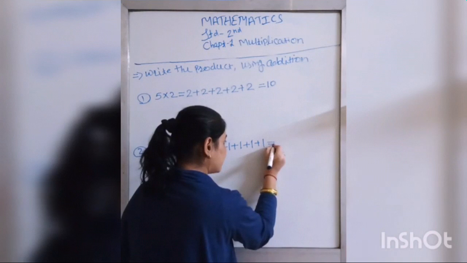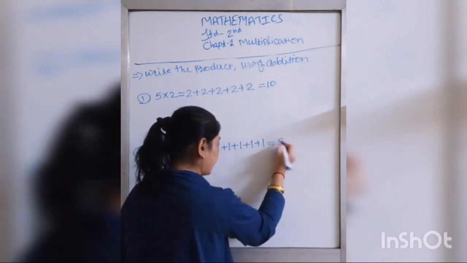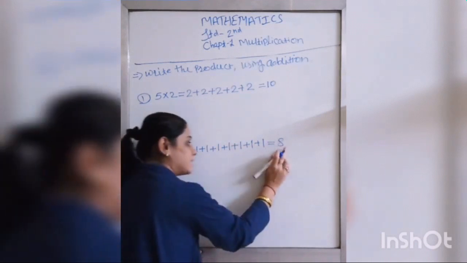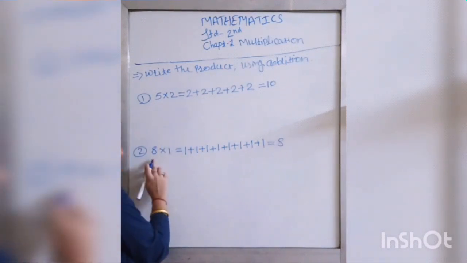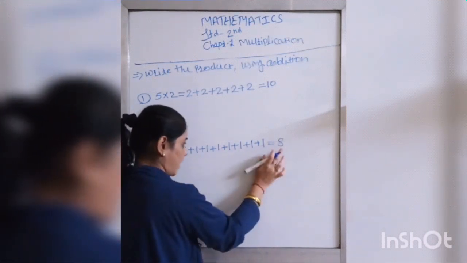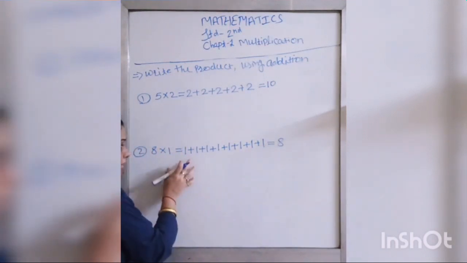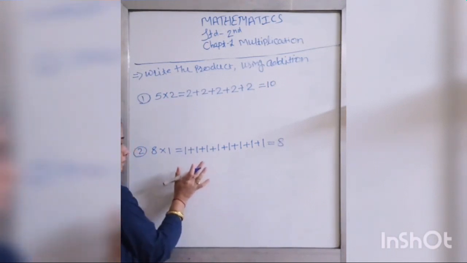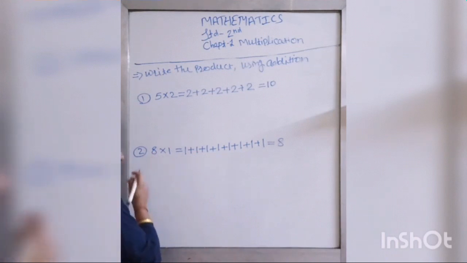And 7 plus 1 is equal to 8. When we add this 1 8 times, we get the answer 8. And also 8 ones are 8. Understood this repeated addition? How can we find the product using addition?